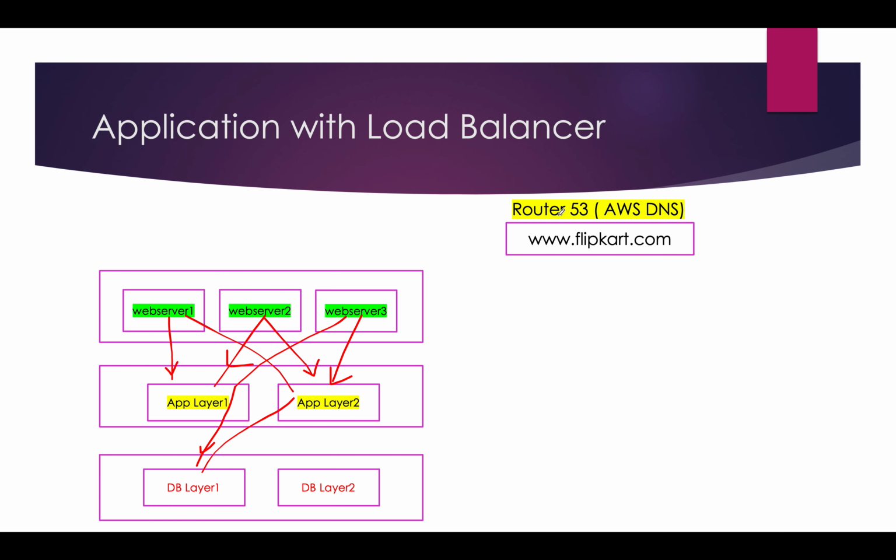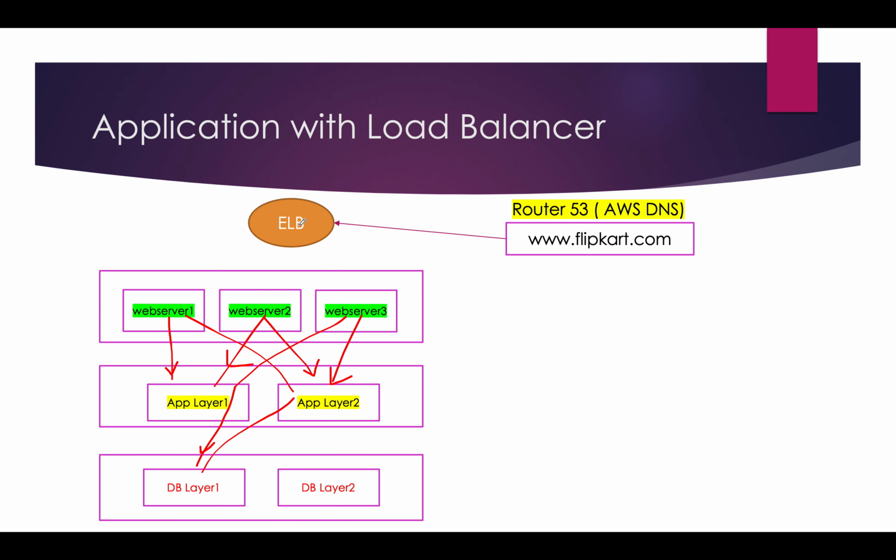Now by using Route 53, AWS provides one DNS name. Now I'm just taking it as flipkart.com. Whenever the user sends a request, the request will come to flipkart.com, and Flipkart will send it to the ELB. Now you see here, whenever you hit this website, the traffic will go to the load balancer.